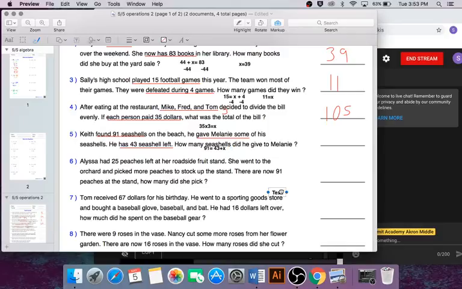So again, we look for inverse operations. We have plus 43 connected to the x, so we're going to subtract 43. Whatever we do to one side, we do to the other side. So our plus 43 and our minus 43 cancel each other out. And then our 91 minus 43 equals 48. So x equals 48.